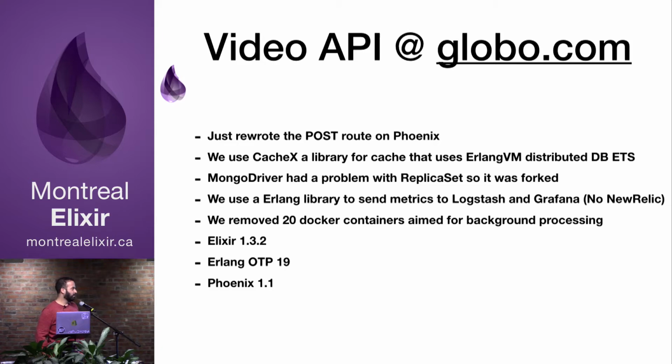Also, we really love New Relic at Globo. We use New Relic for everything, but there was no solution ready for Elixir. So we had to use an Erlang library to log our metrics into Logstash and Grafana. And of course, we removed 20 Docker containers aimed just at background jobs. It was built at the time with Elixir 1.3.2, Erlang 19, Phoenix 1.0.1.